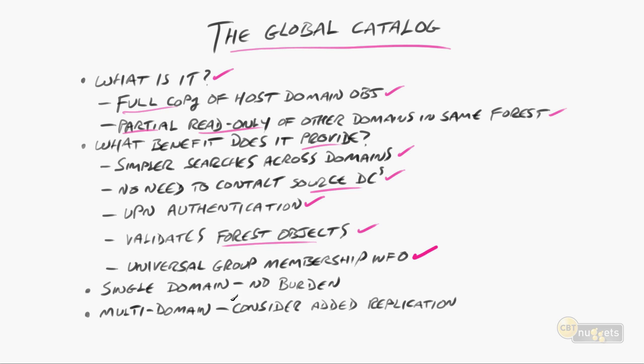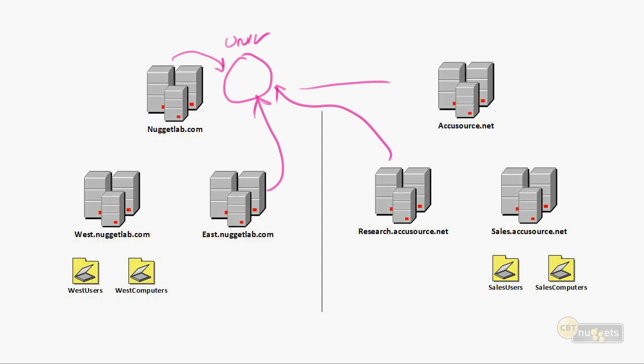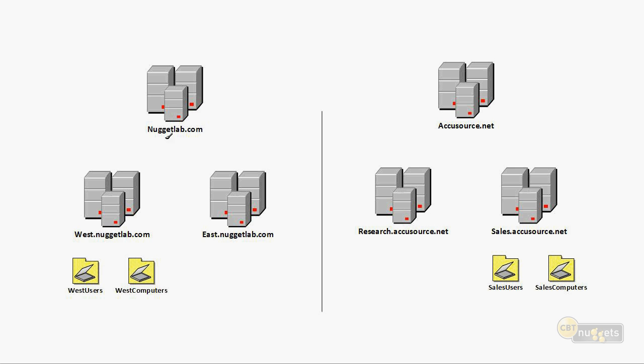Also, in a single domain, this is just relating to mostly replication. In a single domain, there's really no burden. In other words, going back to my domains over here, if I only had this one domain, then the global catalog does not contain any extra data. Okay, so there's no burden involved in that.